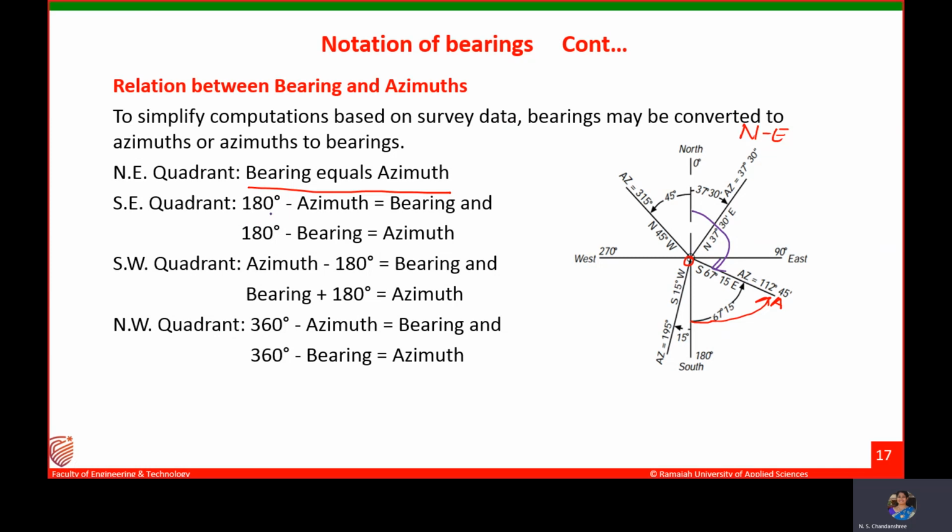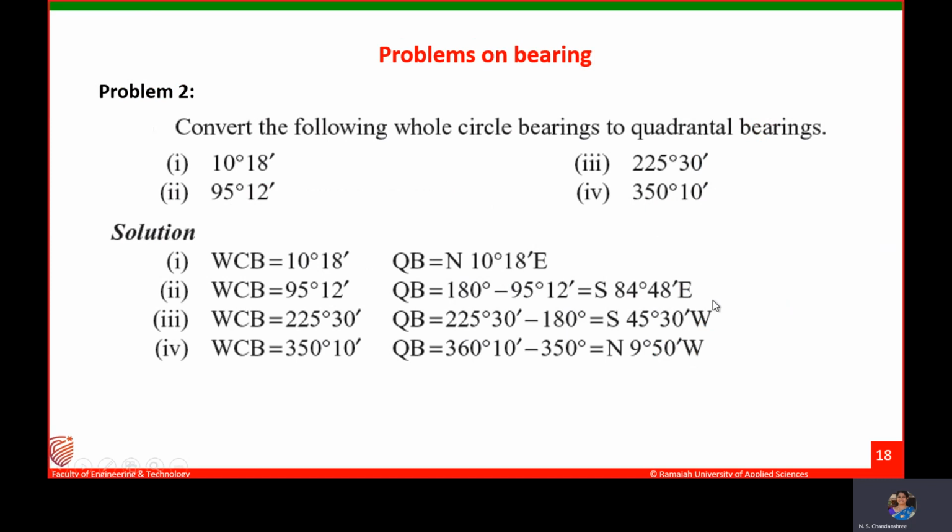So in the southeast quadrant, if you want to convert from quadrantal bearing to whole circle bearing, then it is 180 degrees minus this azimuth reading. So this is how the relation is established. We'll solve some problems. This problem says we have to convert the whole circle bearings to the quadrantal bearings.